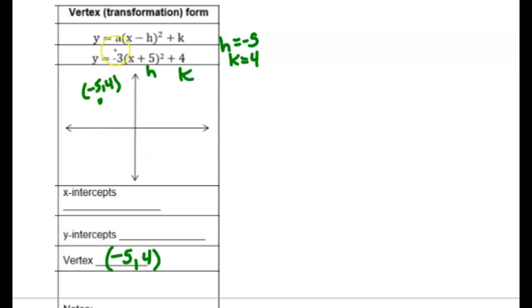Does anybody know what that -3 out front does? You remember that? Yes, the negative means it's going to open down. And the 3 actually means it's going down 3 times as fast. So it's actually going to be very narrow. It does not have nice x-intercepts. They are called the zeros on your calculator if you want to find them as a decimal.